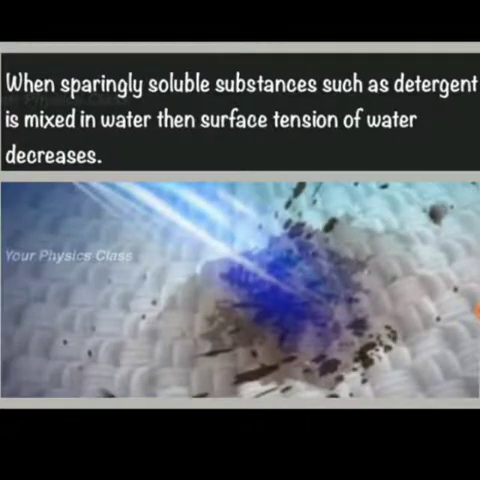Now this property of detergent is used for washing clothes. When we mix detergent in water, the surface tension of water decreases, meaning its contraction property decreases and its spreading property increases, so that this soap solution can spread over the free surface of the liquid easily, enter the holes of the clothes, and dust can be removed from the clothes easily.